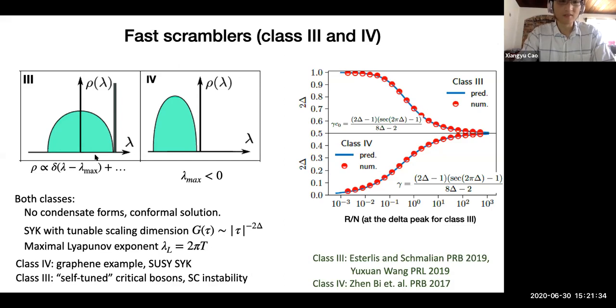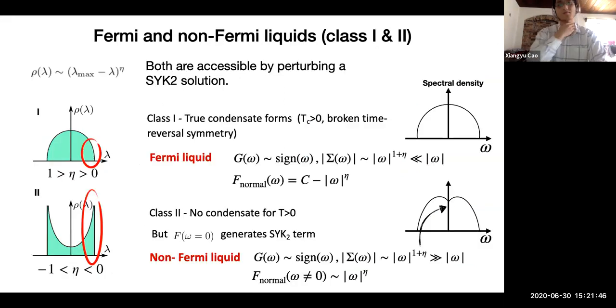So, but as you see, these two distributions are quite non-generic. So here you cannot have anything here, and here you must have a delta peak here. What about more generic distributions? Well, we show that in these cases you have essentially Fermi liquids or non-Fermi liquids, but which are not fast scramblers.